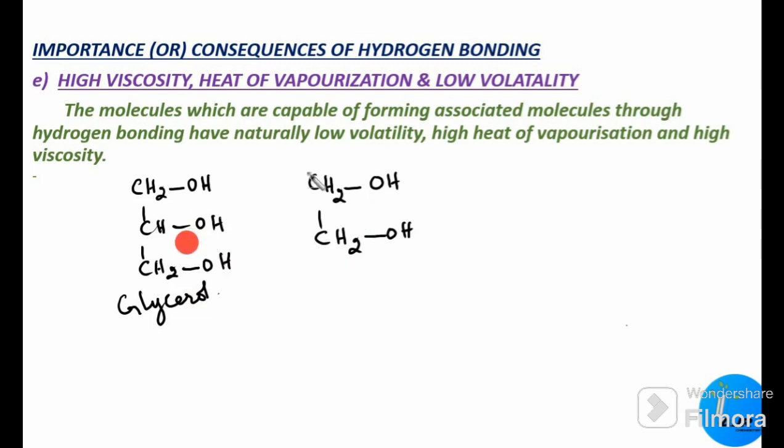The same thing we can explain for volatility. Since hydrogen bonding is more in the case of glycerol when compared to glycol, we need to spend more energy so that only then it is possible to break the hydrogen bond and for the glycerol molecule to escape or vaporize. So low volatility, high heat of vaporization and high viscosity due to the presence of intermolecular hydrogen bonding. Can you understand?